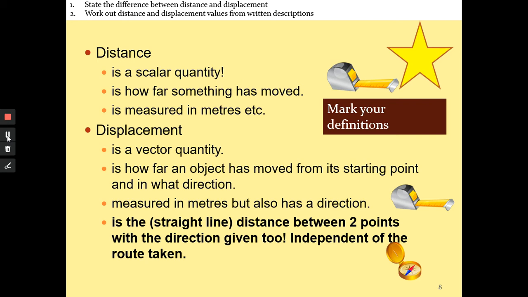Okay, grab a pen and adjust your definitions to see how you got on. So distance is your scalar, and it's simply how far something has moved, and it's generally measured in meters. Whereas displacement is that vector quantity, it's how far an object has moved from its starting point. Again, it's usually measured in meters, but must have a direction as well. And remember, it's that straight line distance between your start and finish points.